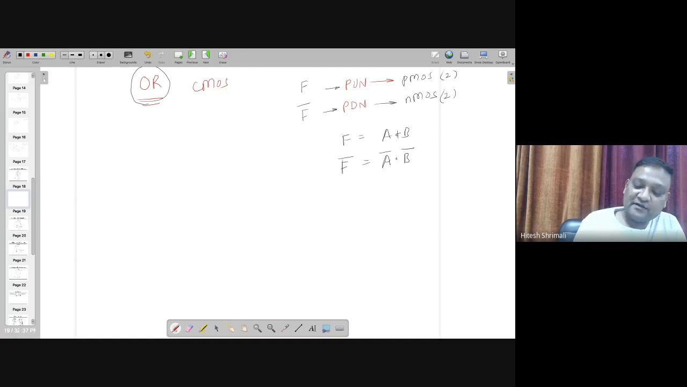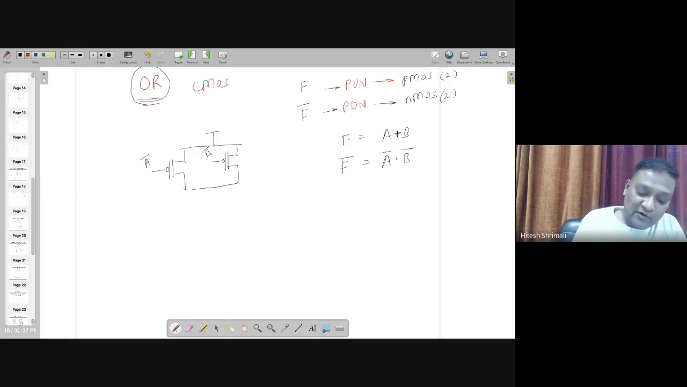Let's start with the power up network. It has two transistors with OR logic, so both of them have to be in parallel, whose inputs are A and B. If I keep A and B here, this becomes A bar and B bar, right? So they are going to implement A bar or B bar, which is wrong. We don't want that. We want A or B. So you are going to keep one extra bar on top of this, right?